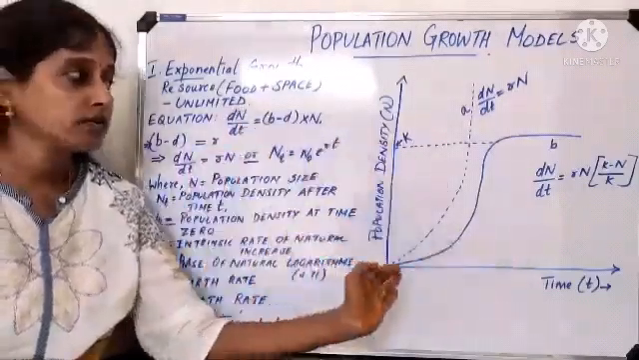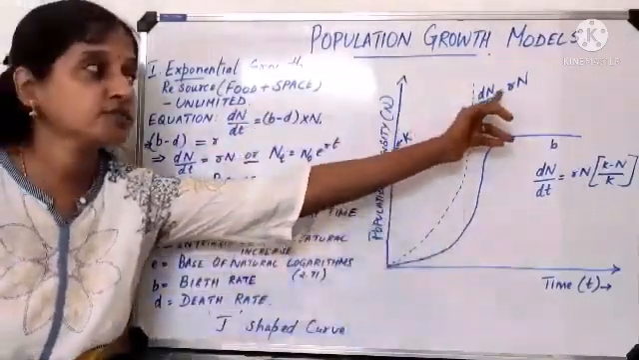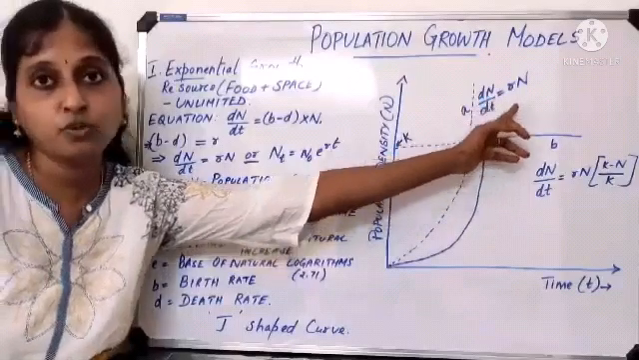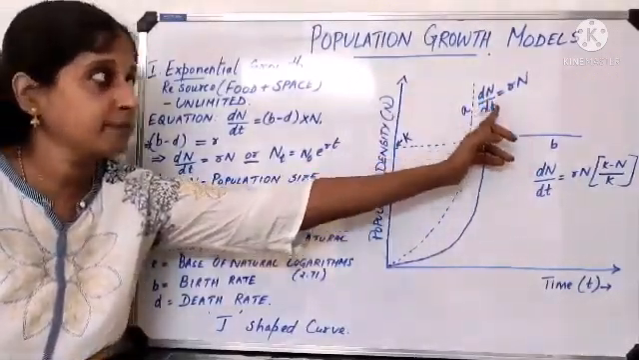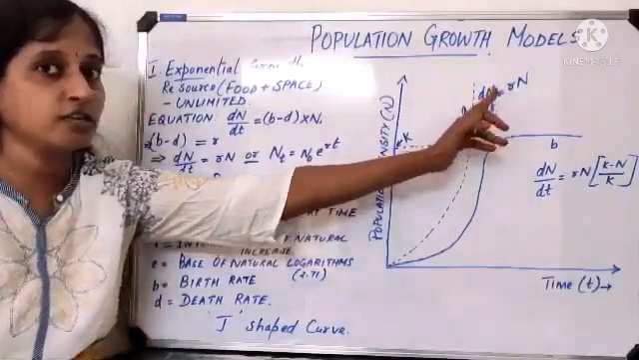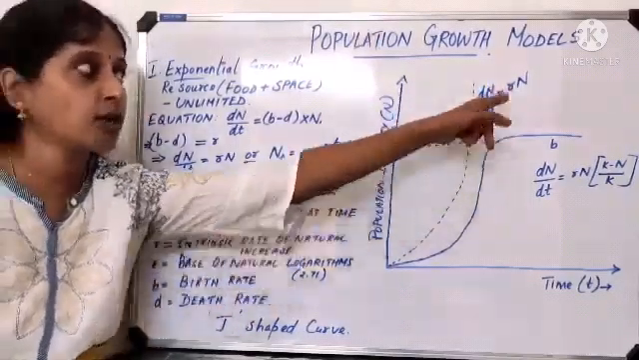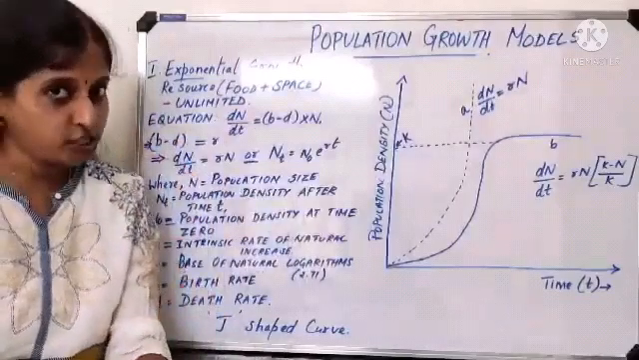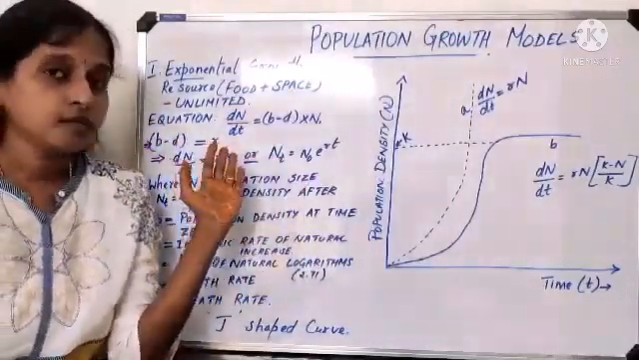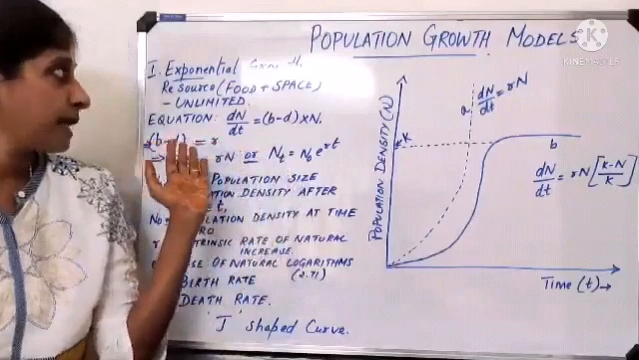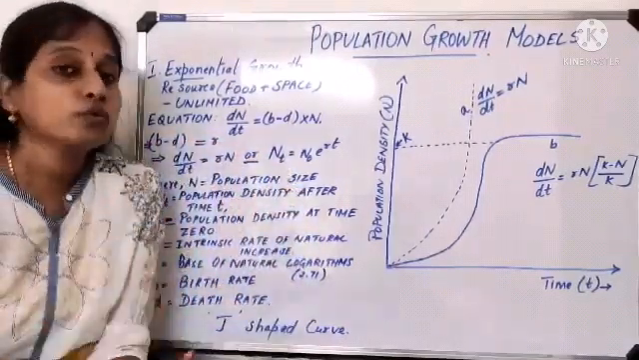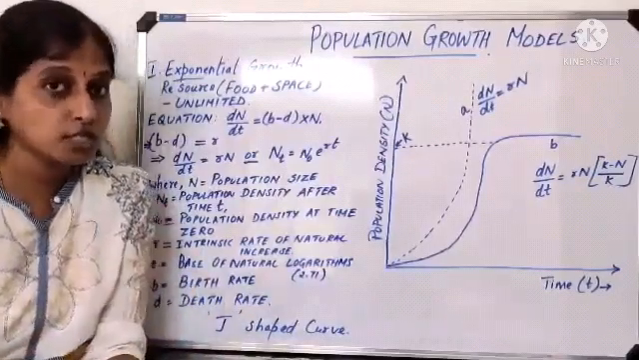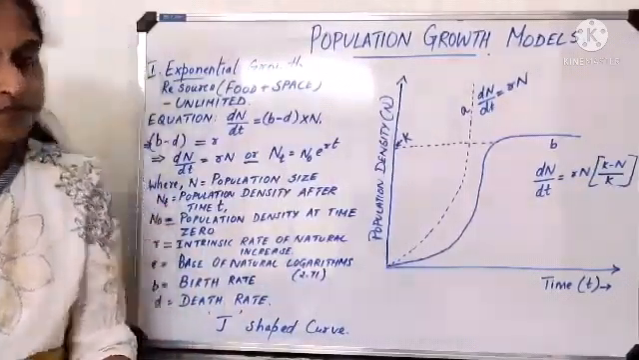Okay. And you get a curve which is a J-shaped curve, and the equation is denoted as dN by dt is equal to rN. What is N? Population size. t is time. r is the intrinsic rate of natural increase, that is b minus d. Hope everyone understood this exponential growth curve or J-shaped curve. Now next we are going to discuss the logistic curve. Clear?